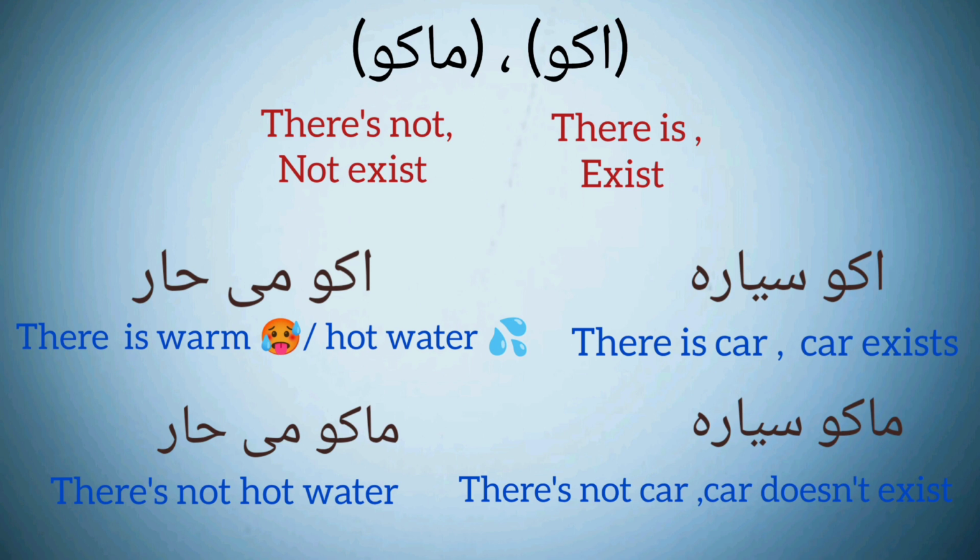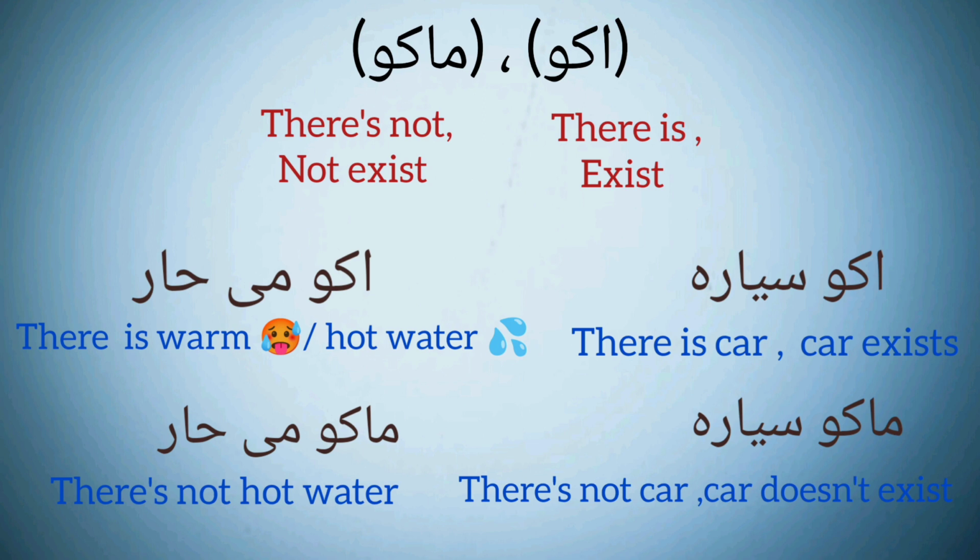اكو means there is or exists, and ماكو means there is not or does not exist. For example, we say اكو سيارة. اكو سيارة means there is a car or a car exists. Or the negative one is ماكو سيارة. ماكو سيارة, there is not a car, a car doesn't exist.